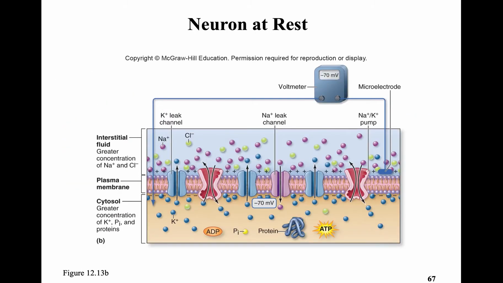So the picture I care for is page 456, this picture here. Now the voltmeter, this machine here, is measuring minus 70 millivolts. That negative tells me that the inside of the cell is negative. Now, before I go any further, there's some basics we have to get down. During a resting membrane potential, when the neuron is at rest, the outside of the cell tends to be positive.